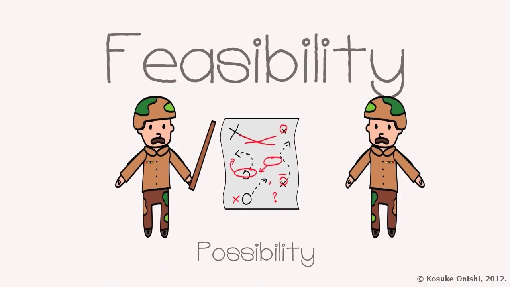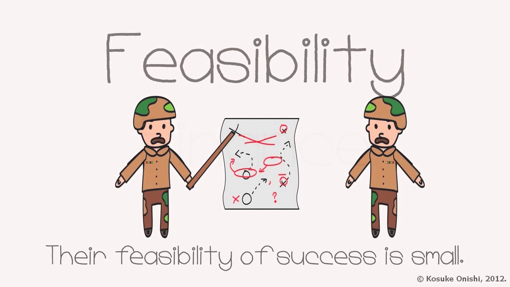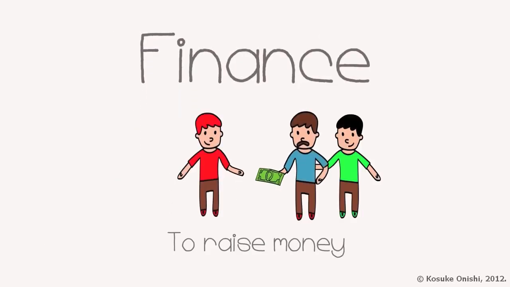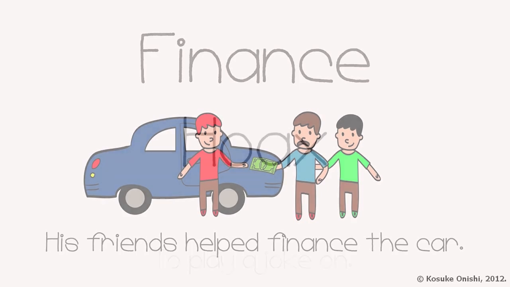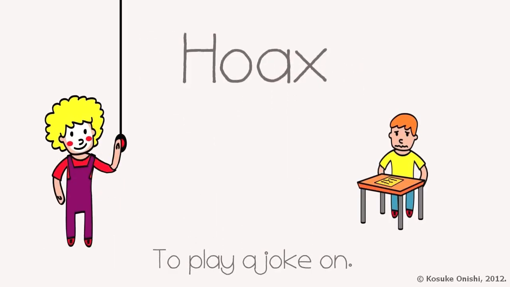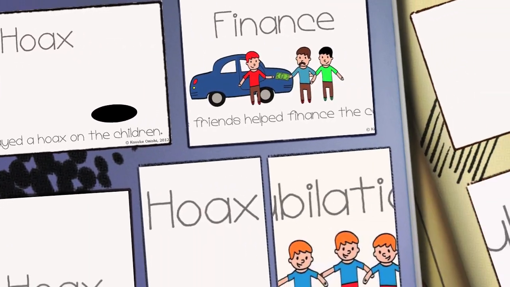Feasibility. Possibility. Their feasibility of success is small. Finance. To raise money. His friends helped finance the car. Hoax. To play a joke on. The clown played a hoax on the children.